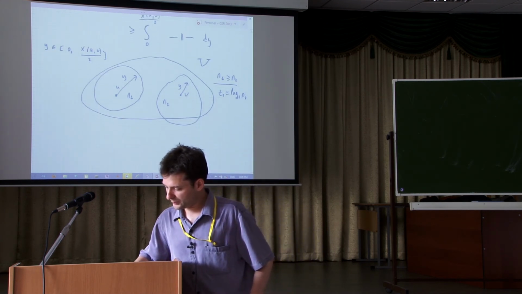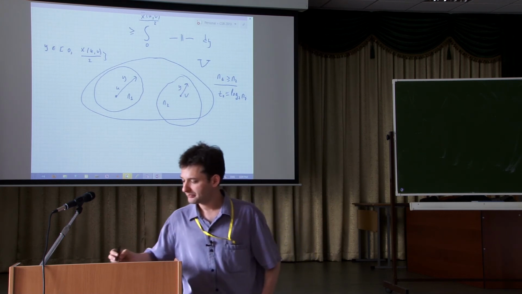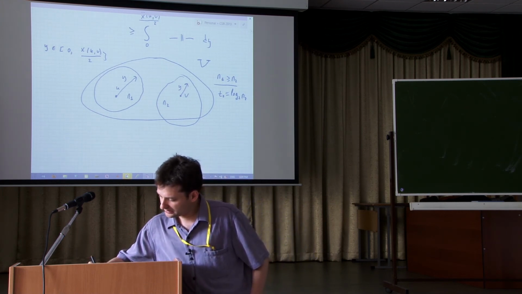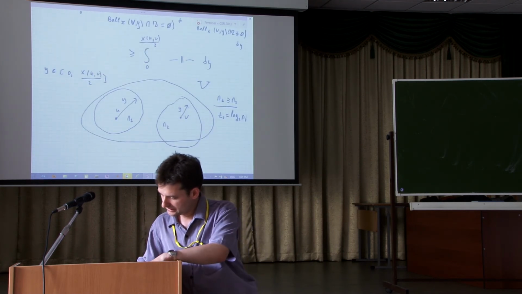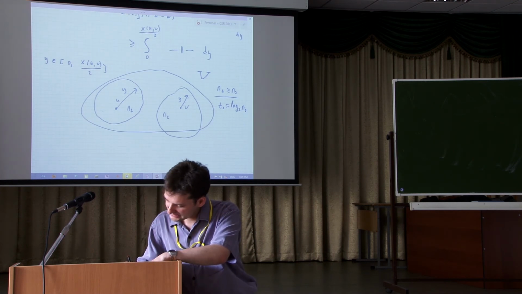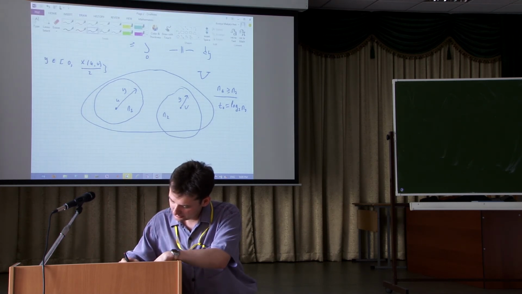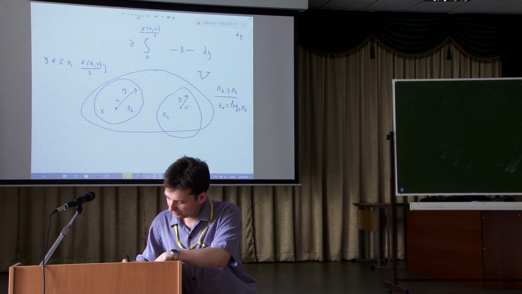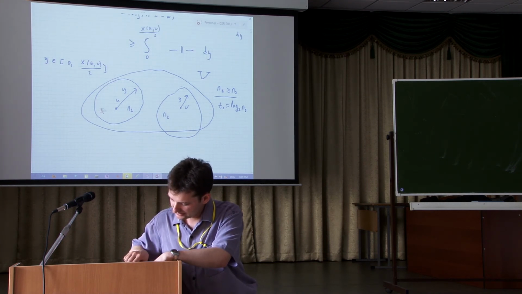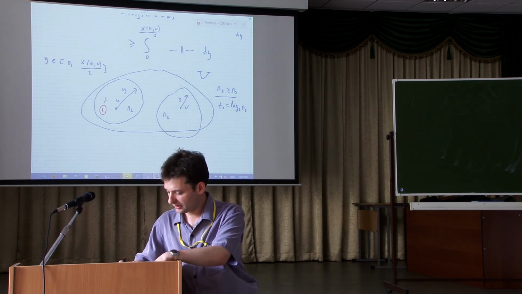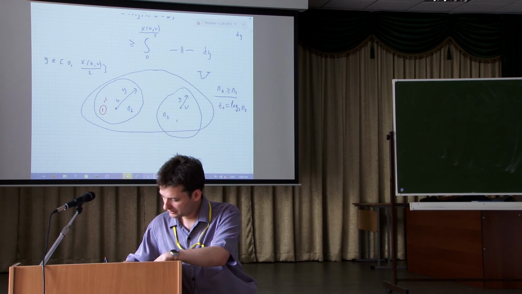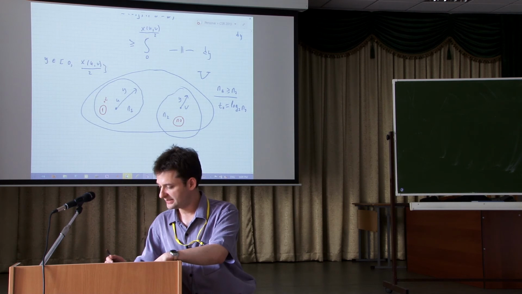And what we get is that, first of all, we now estimate the probability that there is at least one point z in the ball around u, and there are no points z in the ball around v. Okay?